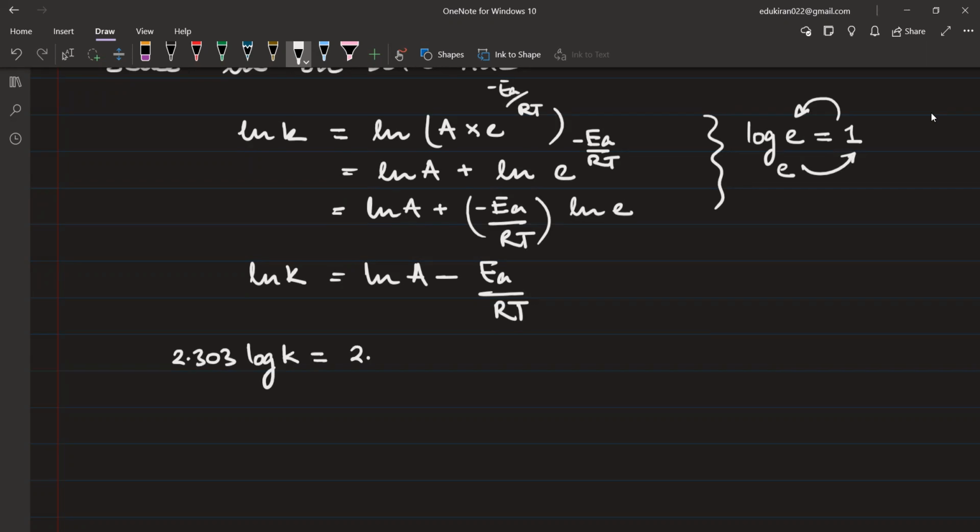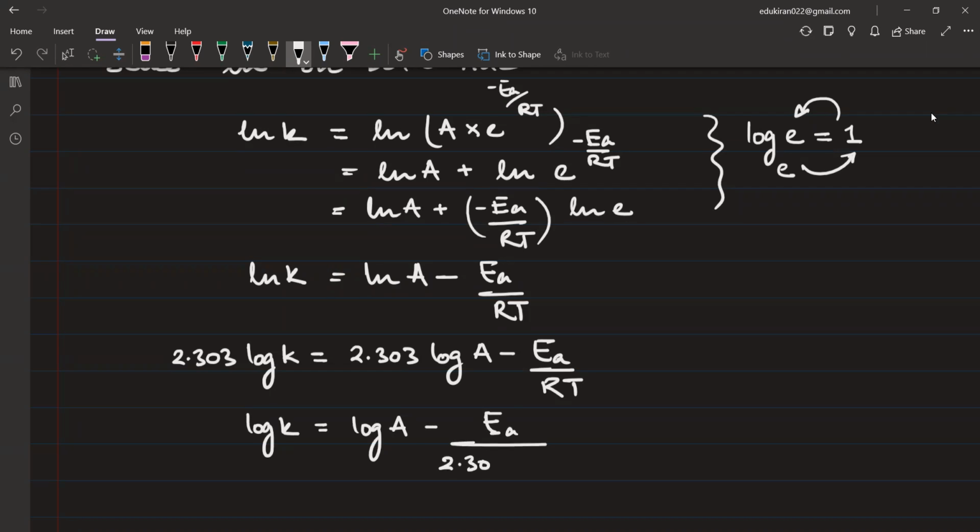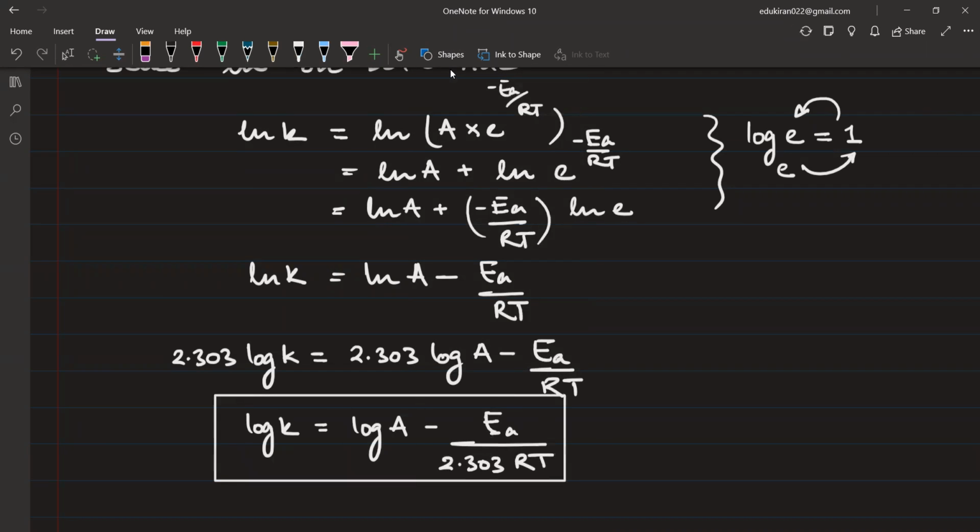Log K is equal to 2.303 log of A minus Ea upon RT. Now what will this equation become? I will divide by 2.303 on both sides. So this will become log K is equal to log A minus Ea upon 2.303 RT. So this is the final equation that we have to learn and memorize.